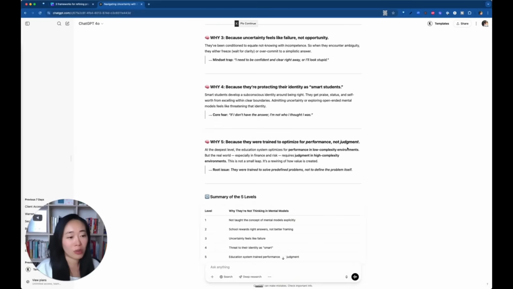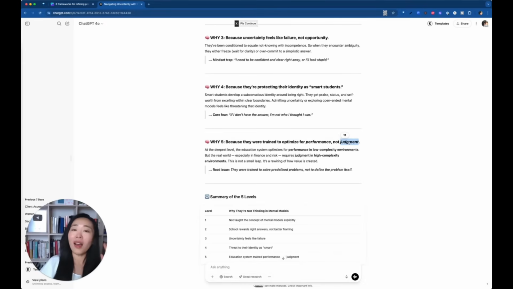Now, because they were trained to optimize for performance, not judgment. This is a light bulb moment for me, in the sense that, how do I phrase this? You know, all of us are focused or over-focusing on performance, but having that judgment in the end, being able to say, okay, out of all of these options, I think this one's the best one to go with, even though I don't have a perfect answer, is what separates the top performers from the top doers. Like, people who are good at doing operate, like ChatGPT says, in low complexity environments.